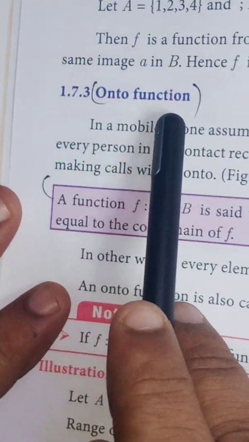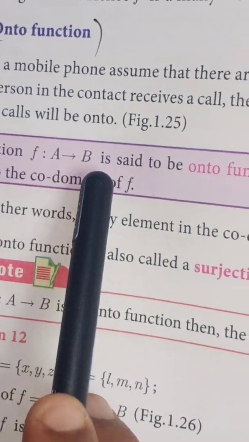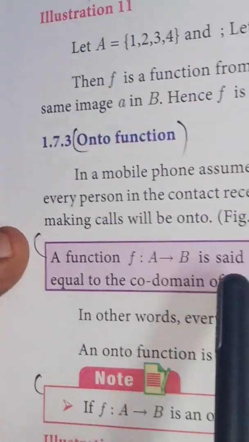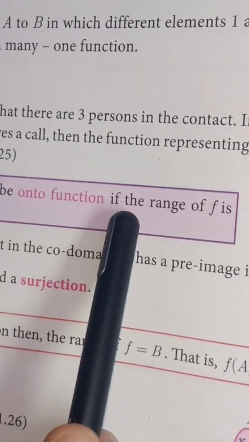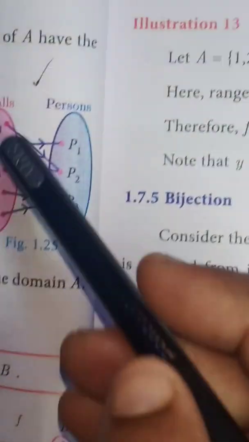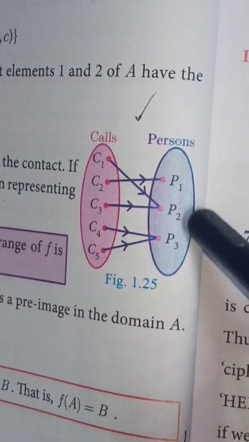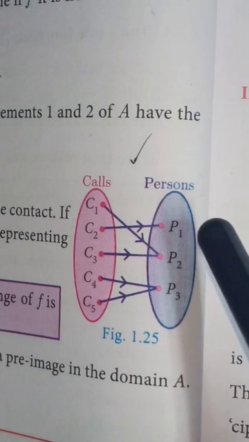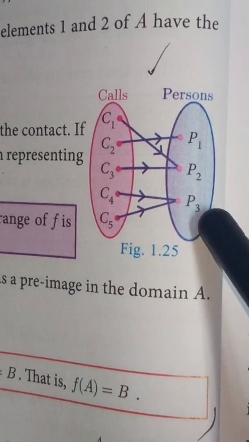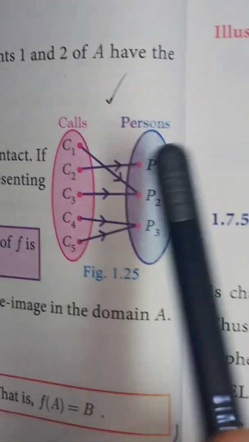Next function is the onto function. A function f from A to B, A represents the domain and B represents the codomain, is said to be an onto function if the range of f is equal to its codomain. See, already told you this one represents the domain, this one represents the codomain. Now in the codomain, what are the elements? P1, P2, P3. And range represents the elements being mapped from domain to codomain.